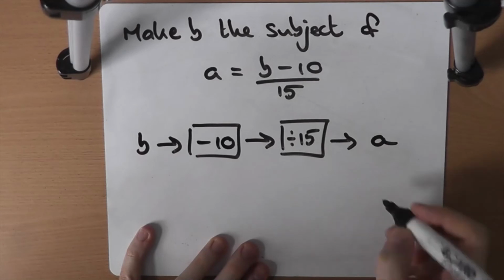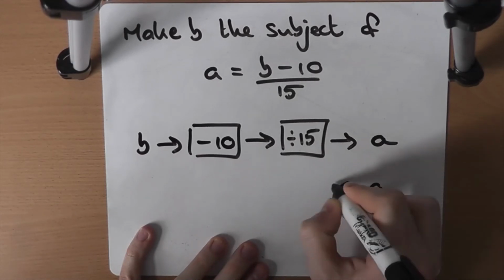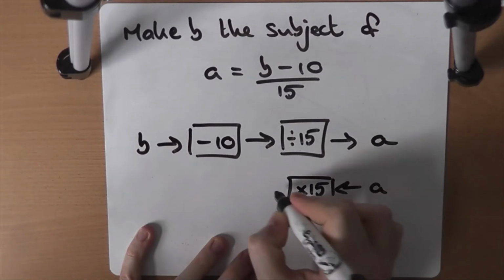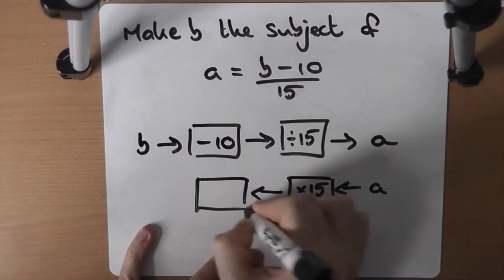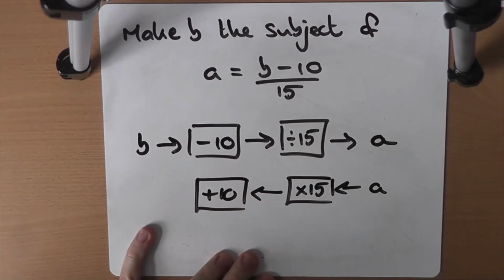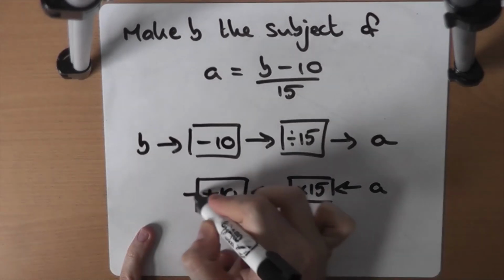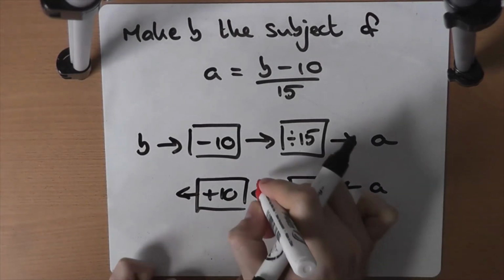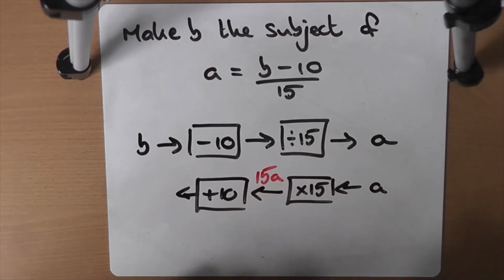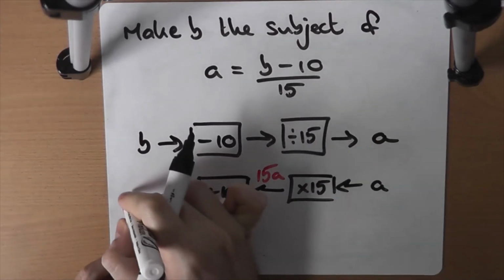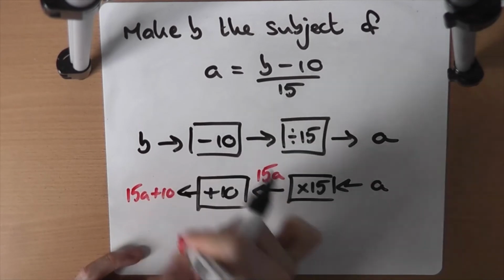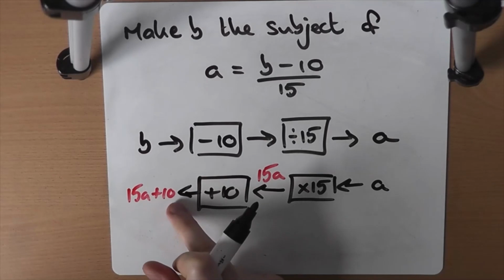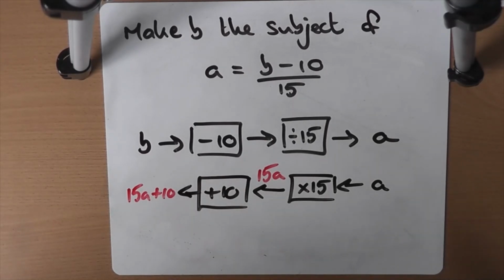We now want to reverse our function machine, so the a goes back in. Instead of dividing by 15, we now times by 15. And instead of taking 10, we now add 10. When we put a back in and we times by 15, that gives us 15 lots of a, and then we add 10 and we get 15a plus 10. Notice that they won't combine anymore. Different currencies again. We've got a term with letters in and a term that's just numbers. There is no way we can simplify those anymore.